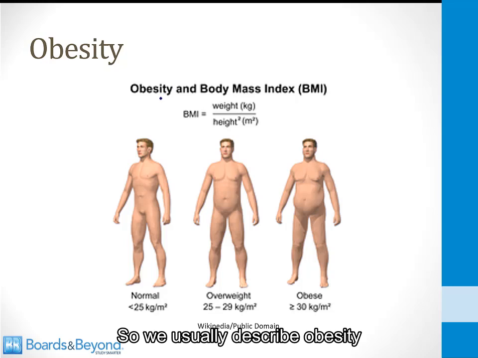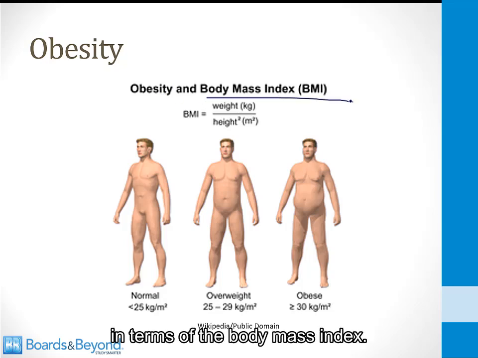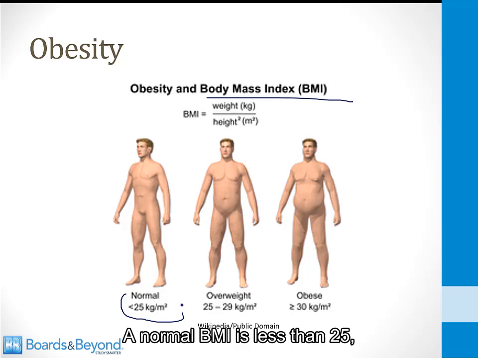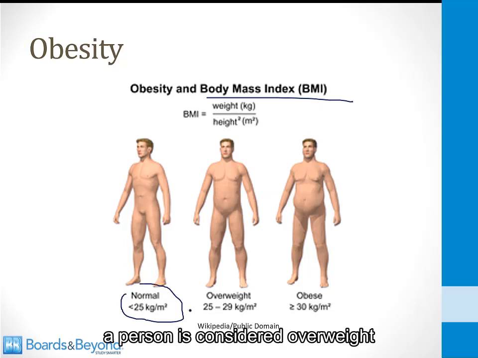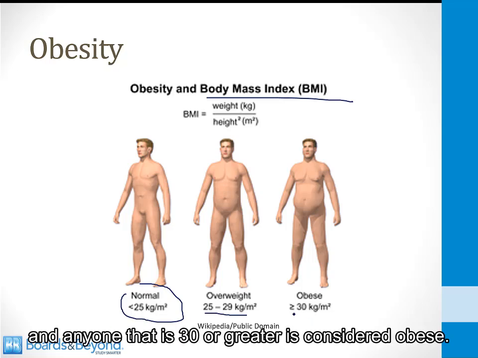Let's talk a little bit about obesity. So we usually describe obesity in terms of the body mass index. The body mass index is the weight divided by the height squared. A normal BMI is less than 25. A person is considered overweight if their BMI is between 25 and 29. And anyone that is 30 or greater is considered obese.